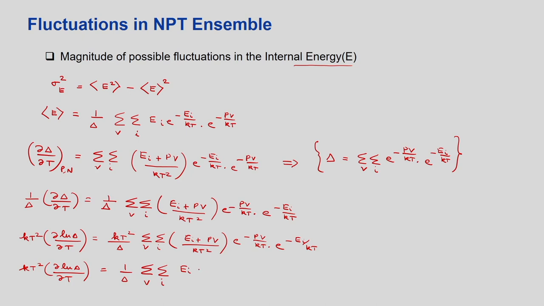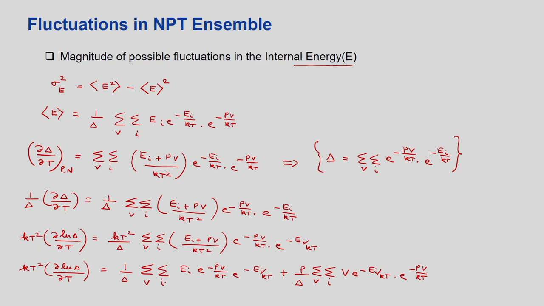It will be the sum over V and I of e to the power of minus PV by KT, e to the power of minus EI by KT. Then plus you will have P upon delta into the double summation over V of V into e to the power of minus EI by KT, e to the power of minus PV by KT. So you will have the two terms as before, V and I. P I have taken outside, divided by delta.